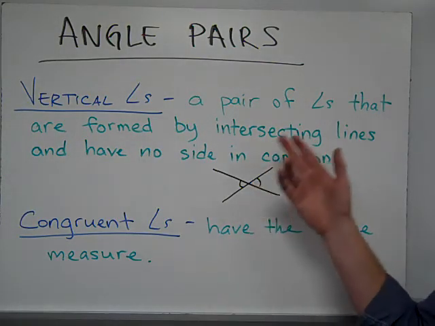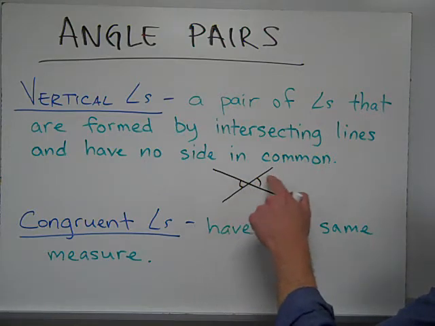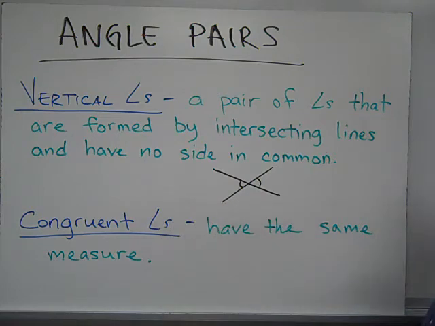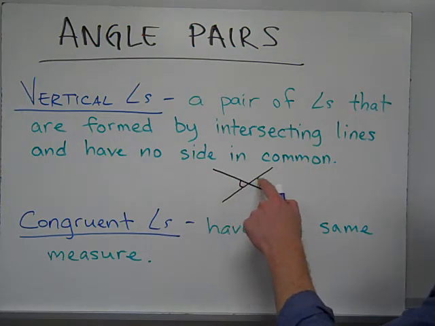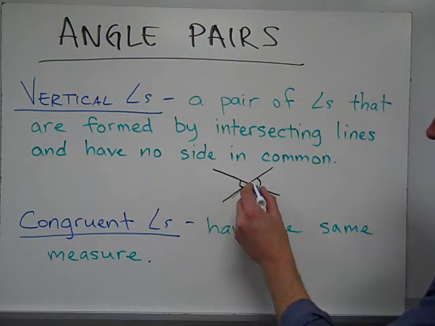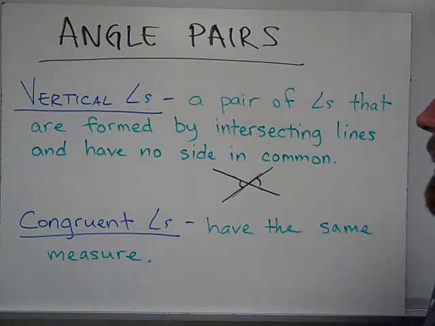Vertical angles are a pair of angles that are formed by intersecting lines and have no side in common. So basically you have a pair of angles formed by intersecting lines that have no side in common. So this side and these don't have a side in common. See, this and this are not common with this and this. No side in common. Alright.